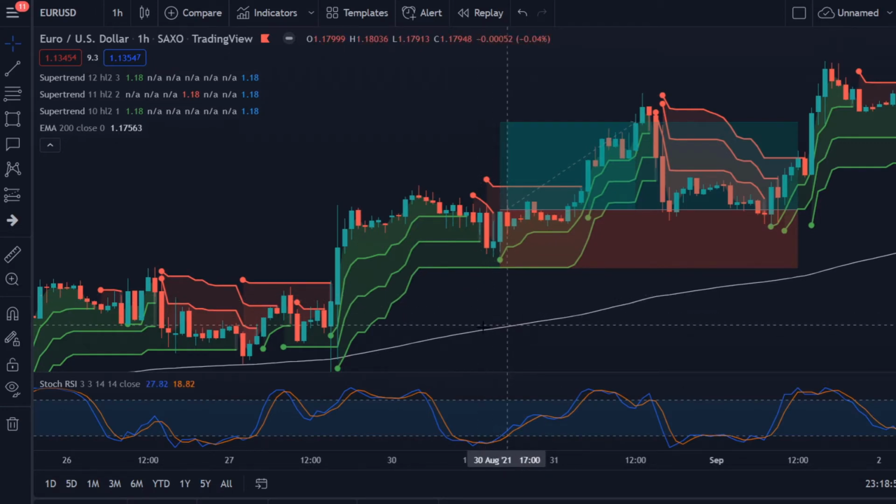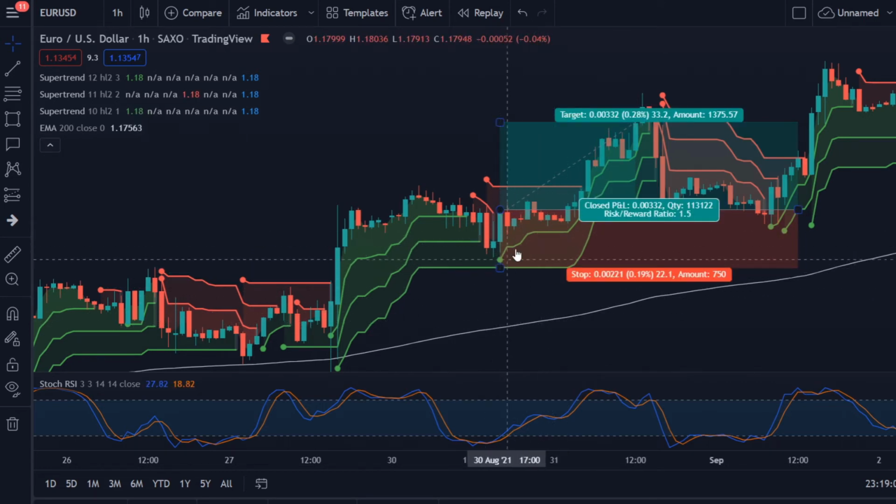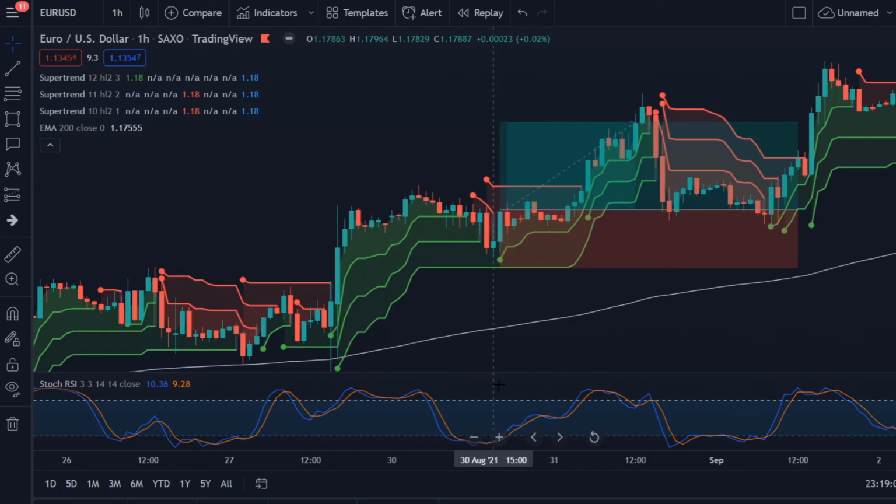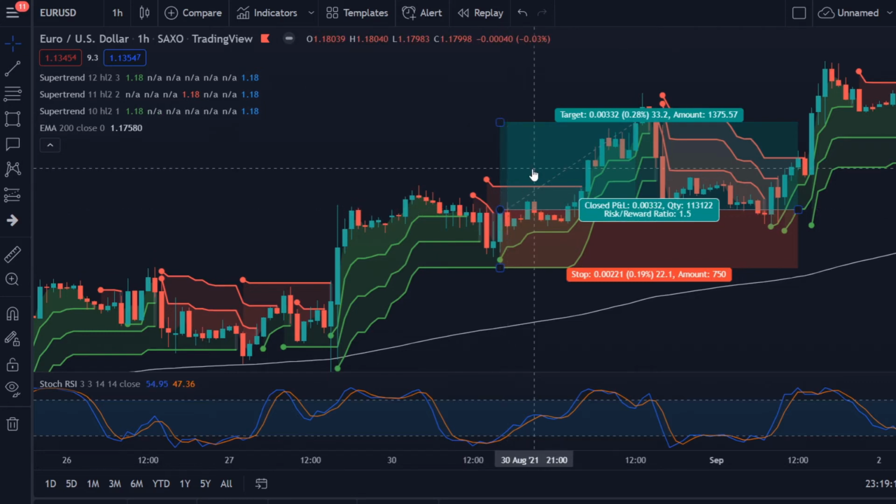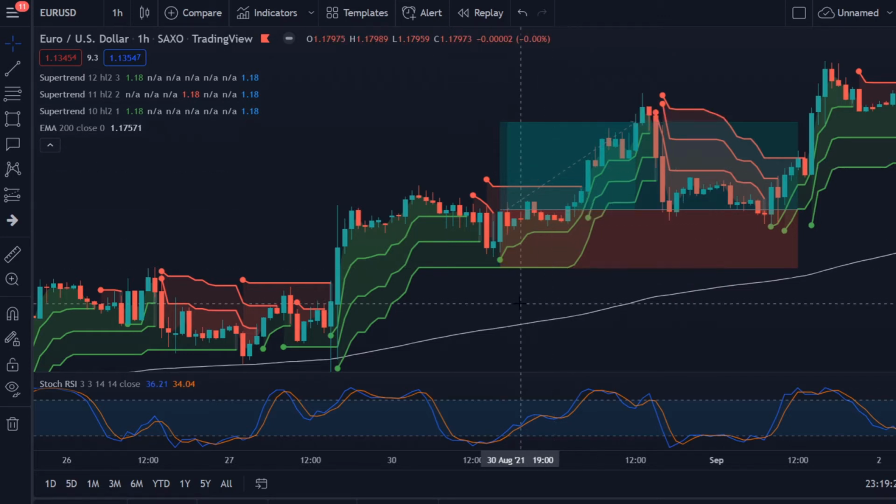So again, the price needs to be above the 200 exponential moving average. We need to see at least 2 Super Trend indicators with a green color, and then we need to wait for a cross on the stochastic RSI when it is in the oversold zone, and that is about here. So we take the trade. We're using a 1.5 to 1 risk reward ratio, which means that if we are risking 1%, then we would like to gain 1.5%.